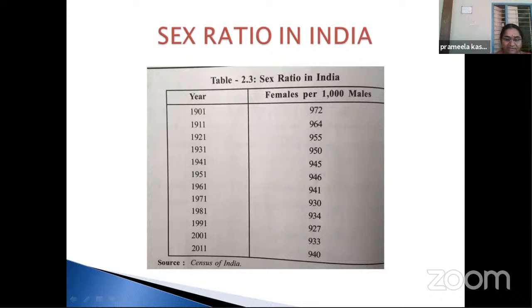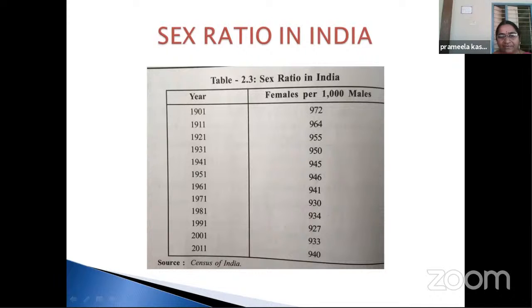Next, we can find that there is a marginal improvement in the sex ratio. In Kerala, the sex ratio was higher. That means it was 1084 females for 1000 males in 2011. At the national level in India it was only 940, but in Kerala it was 1084 females for 1000 males. Next, in Punjab and Haryana, the figures are only 893 and 877. So the availability of females was less in Punjab and Haryana.